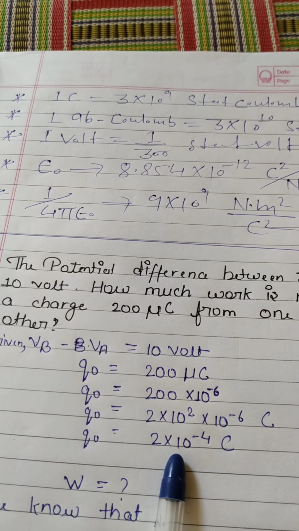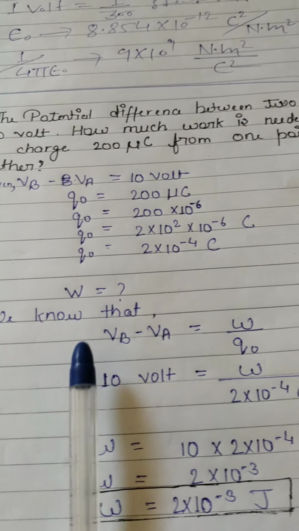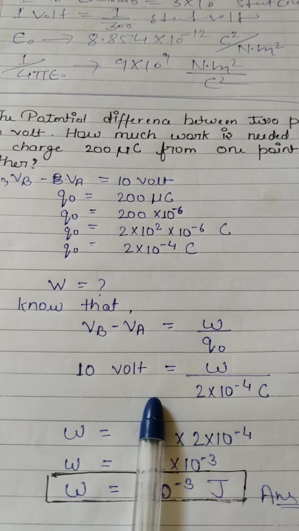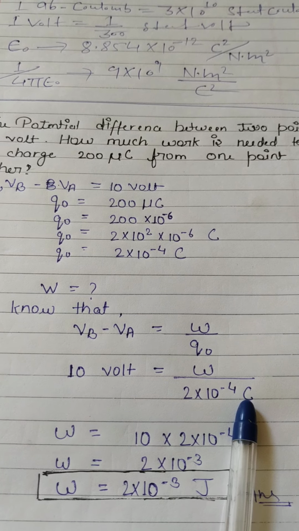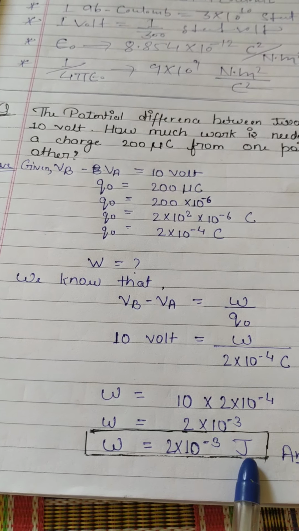So Q naught equals 2 into 10 to the power minus 4 coulomb, W equals question mark. V_B minus V_A equals W upon Q naught, so 10 volt equals W upon 2 into 10 to the power minus 4. Cross multiplication gives W equals 2 into 10 to the power minus 3 joule.